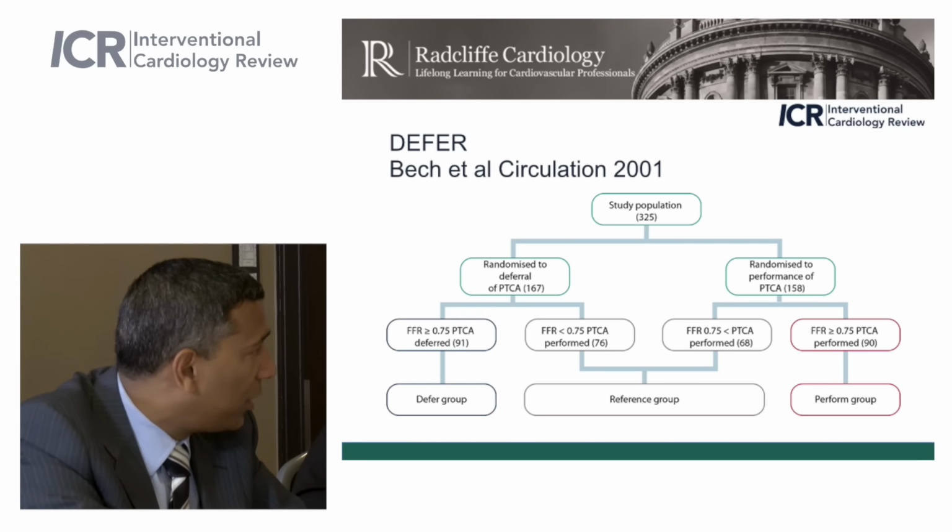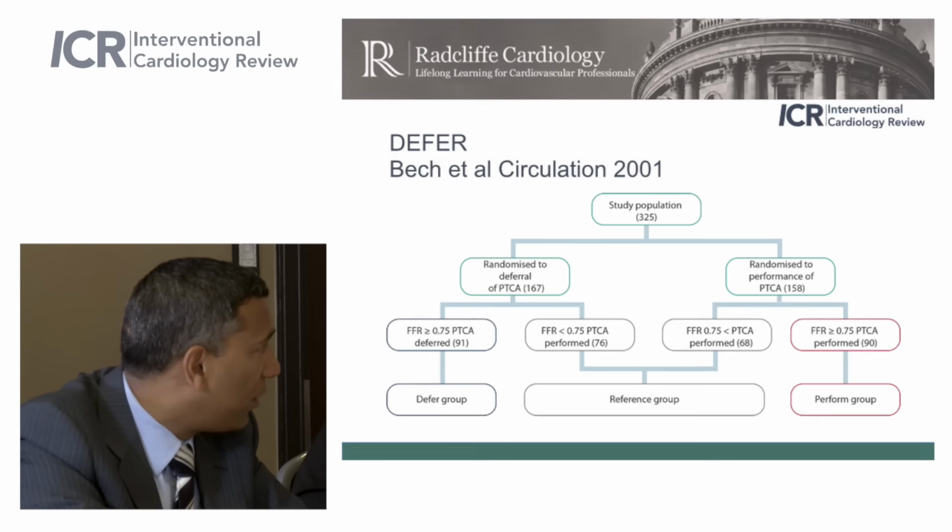Those who had an FFR less than 0.75 had PCI anyway, and those who had an FFR greater were randomized to either have medical therapy or to go on and have PCI as the cardiologist had originally intended. And then follow-up was a composite endpoint of MACE. And what that showed was that those who were deferred on the basis of having an FFR greater than 0.75 really did quite well.